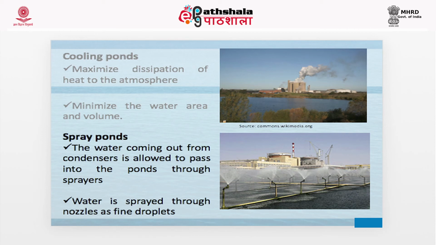Spray ponds. In spray ponds, the water coming out from the condensers is allowed to pass into the ponds through sprayers. Here water is sprayed through the nozzles as fine droplets. Heat from the fine droplets gets dissipated into the atmosphere as its area is maximized, and the water is cooled in a fast process.